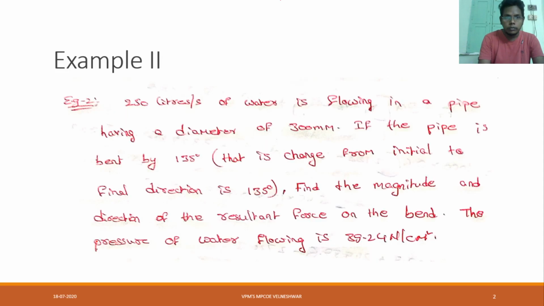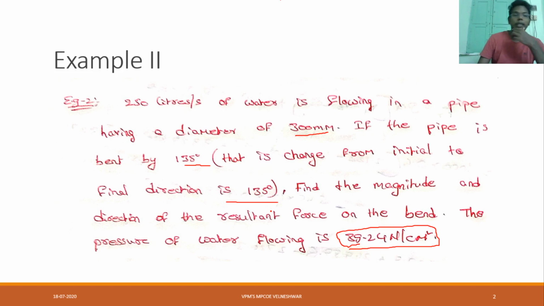Here is an example. 250 liters per second of water is flowing in a pipe having a diameter of 300 mm. If the pipe is bent by 135 degrees, that is, the change from initial to final direction is 135 degrees, find the magnitude and direction of the resultant force on the bend. The pressure of water flowing is 39.24 N per centimeter square.